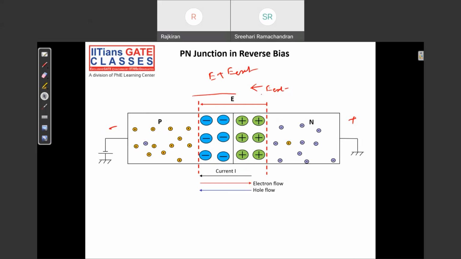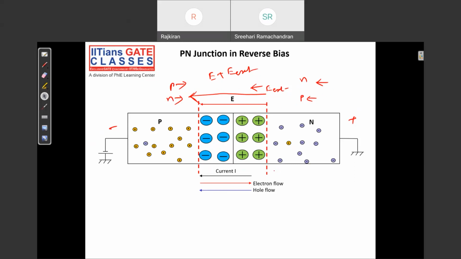This is the barrier. But this barrier opposes the flow of holes from P to N. This barrier opposes the flow of electrons from N to P. But this barrier is supporting the flow of holes from N to P, because this electric field can push the holes from N to P. Similarly, this barrier supports the flow of electrons from P to N.